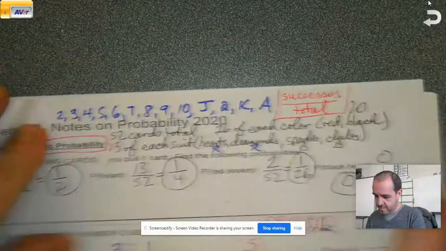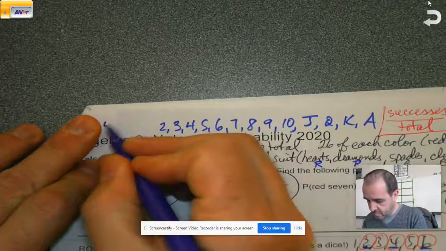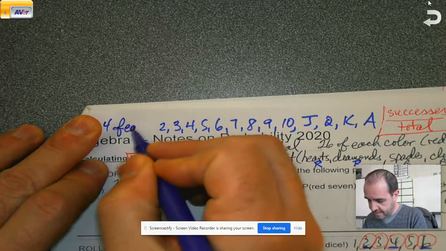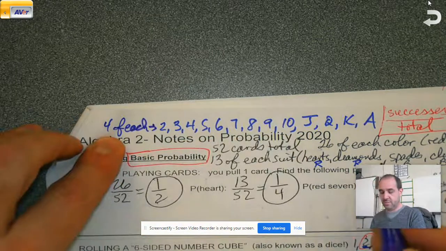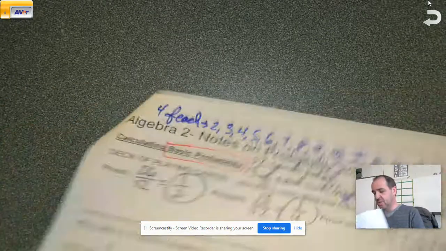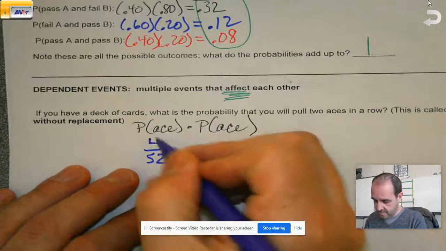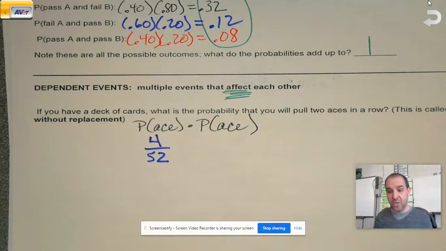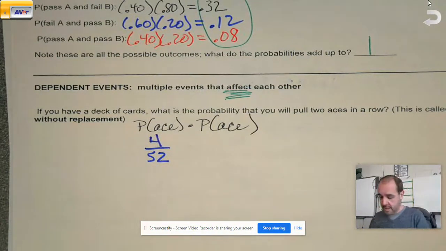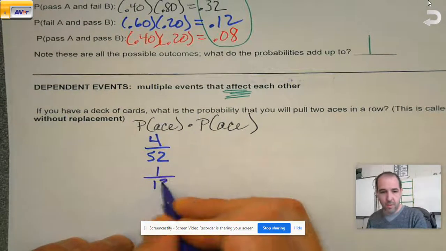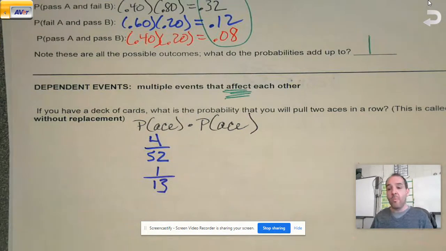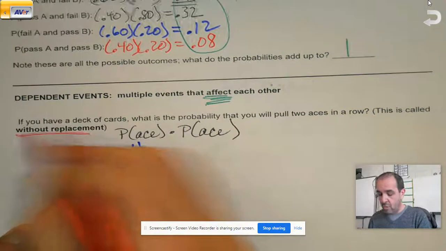We should add that on the other side too. Over here, 4 of each of these, because there's 1 of each suit. Okay, so we got 4 aces. So we come back over here. 4 out of 52. Can I reduce it? Punch in the calculator, hit math, enter. 1 out of 13. Now, here's where without replacement comes in.